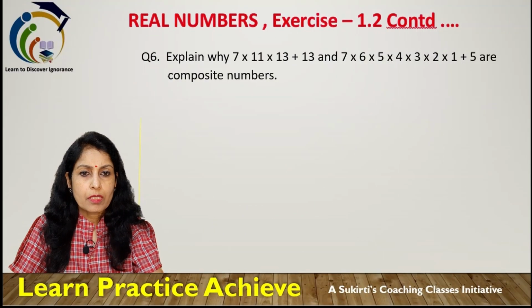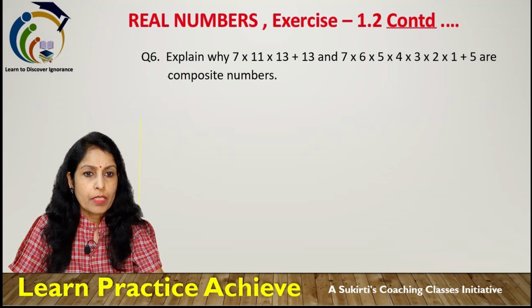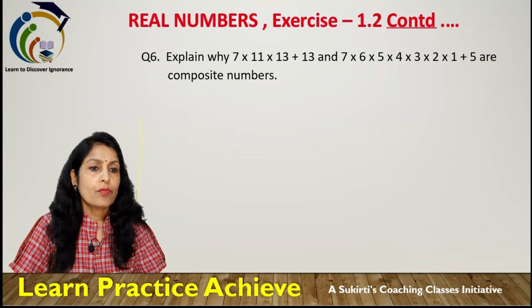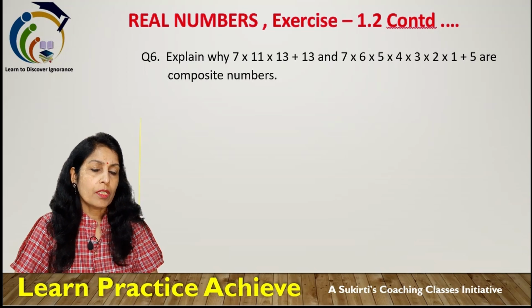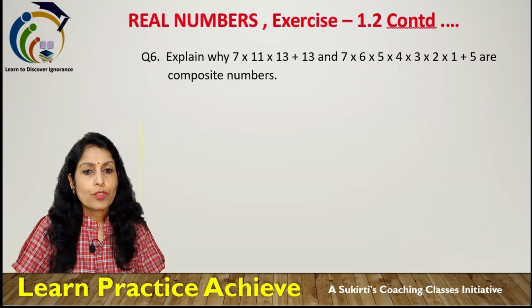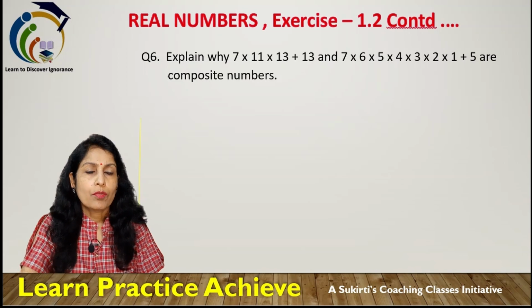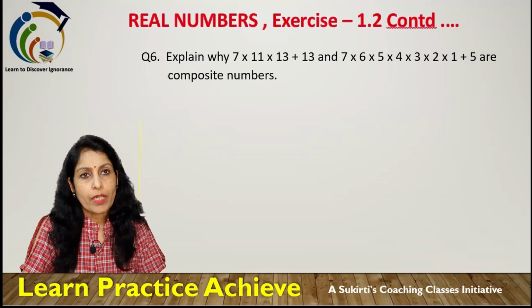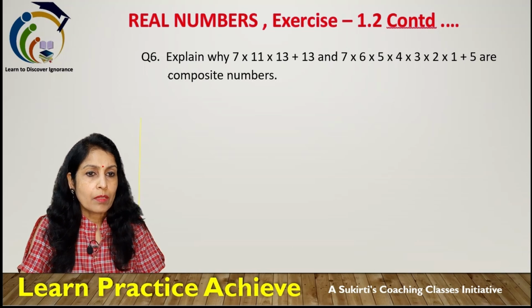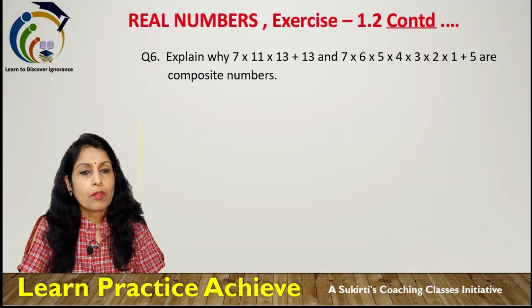In question number 6 it is given: explain why 7 into 11 into 13 plus 13 and 7 into 6 into 5 into 4 into 3 into 2 into 1 plus 5 are composite numbers. First of all, we should know what are composite numbers. Composite numbers are those numbers which have more than two factors. So from this question we have to find out whether this number has more than two factors or not, then only we can prove whether it is a composite number or not.